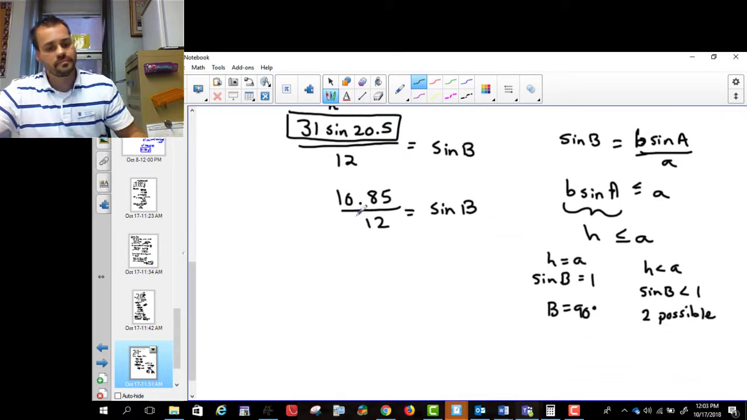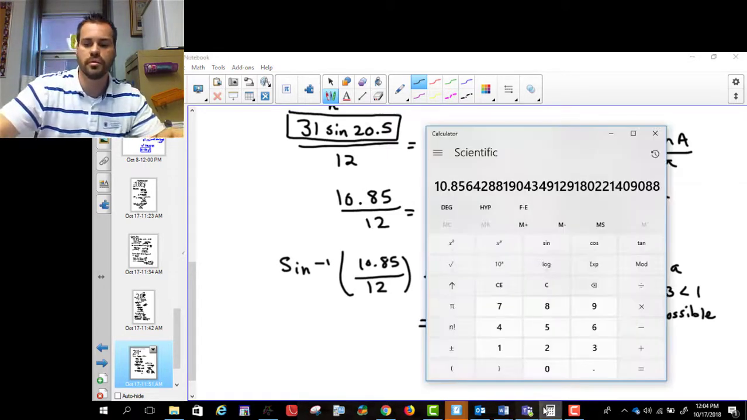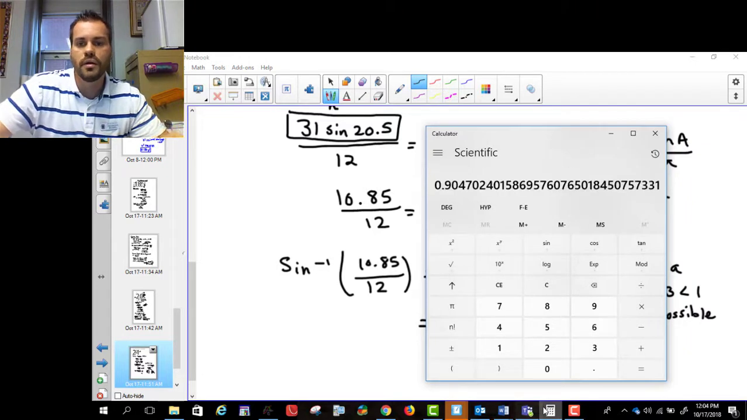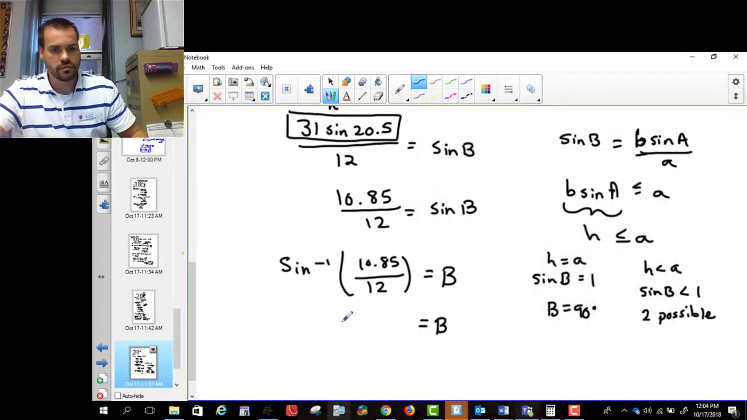So anyway, we get here, and we take the arc sine. So arc sine of 10.85 over 12 is equal to B. So then what is B? We go to our calculator, and we go 10.85 divided by 12, and we take the arc sine, and we get 64.78. So we're going to go 64.8 degrees.